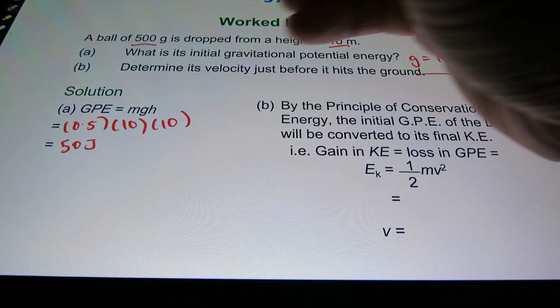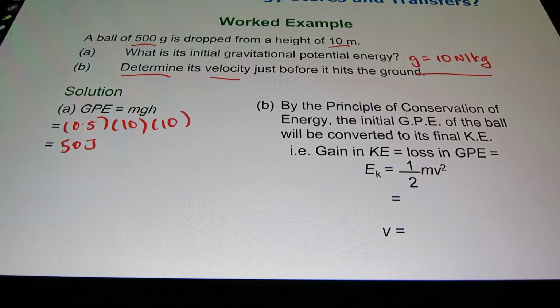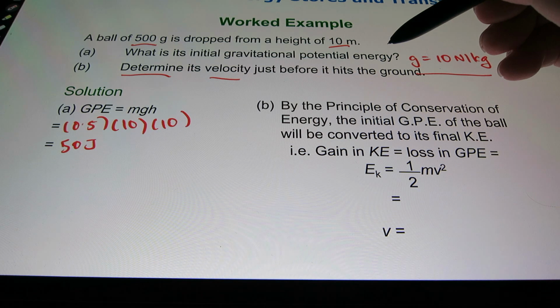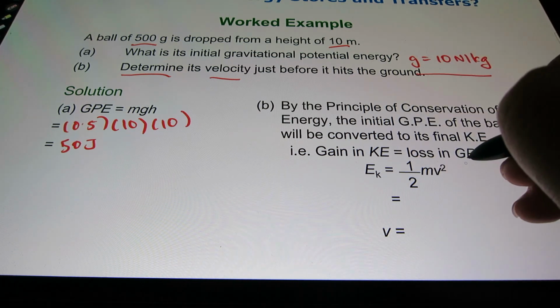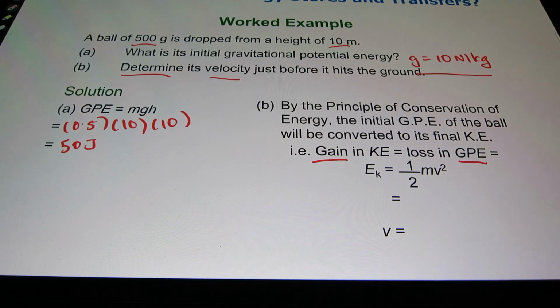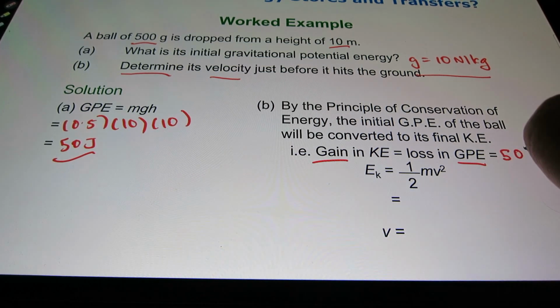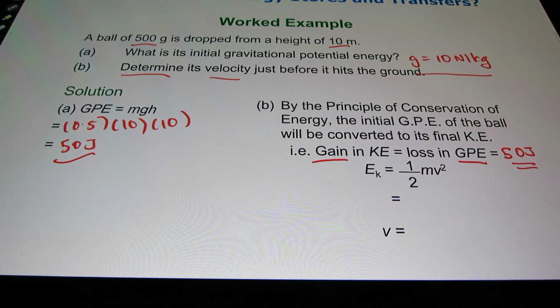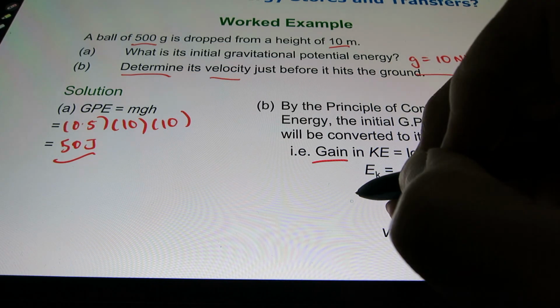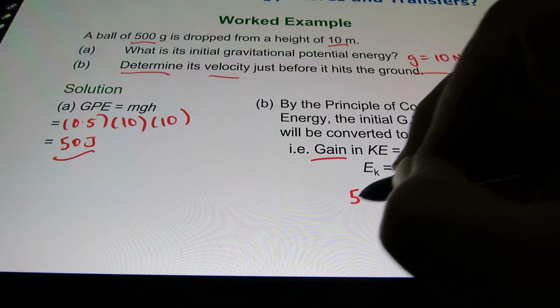Now, they ask you then what is the velocity of the ball just before it hits the ground. Now, you know from the principle of conservation of energy that whatever GP I had at the start, or rather energy in the gravitational potential store, must all be converted to the kinetic store. So whatever I lose in the gravitational potential store must be whatever I gain in the kinetic store. Since I know how much energy I had in the gravitational potential store, I also know how much I have in the kinetic store just before it hits the ground, which means that I can just say it's 50 joules. So the kinetic energy just before it hits the ground should be 50 joules because all of it came from the gravitational potential store.